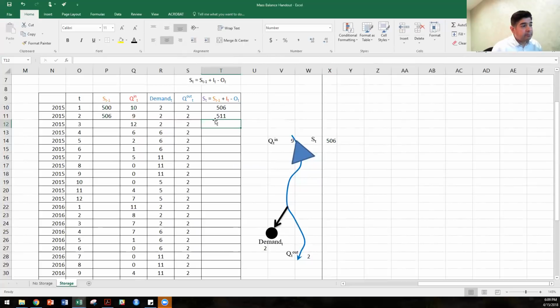That's 511. And similarly, this 511 is going to be the initial storage for the next one. I wanted to do this manually so you know that we calculate the first line and then we use the last result of the first line as part of the calculation for the following time step. Then again, you do all the calculation, estimate the storage, and that storage will be used for your following time step.